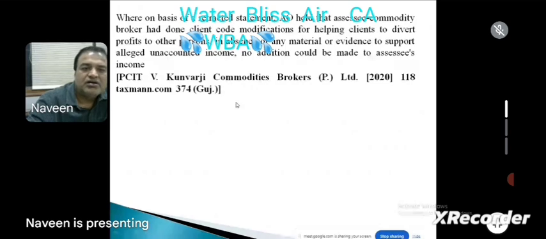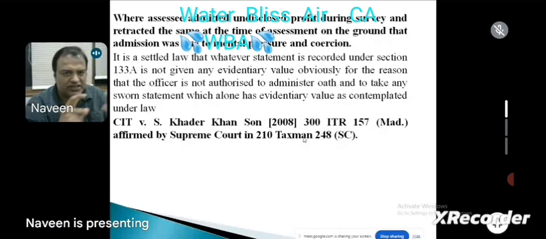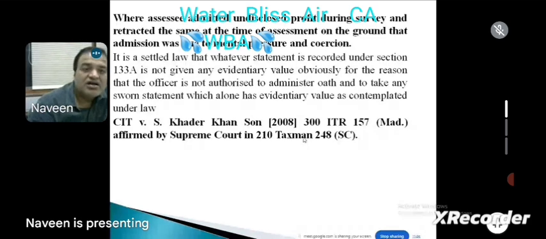Now, the Kader Khan and Sons famous judgment, Madras High Court, which went to the Supreme Court. What is it? Whether the assessee admitted undisclosed profit during survey and retracted the same at the time of assessment. So, undisclosed profit was admitted during survey and was retracted at the time of assessment on the ground that the admission was due to only mental pressure and coercion.